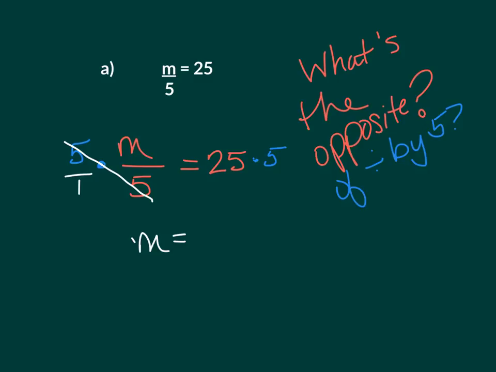Well, I know you're looking at that going, I can't do that, but I know you can. 25 times 5. If you had 5 quarters, how much money would you have? You'd have $1.25. The other way we can think about this is what's 5 times 20? You know that's 100. 5 times 5 is 25. So we know that M is equal to 125.